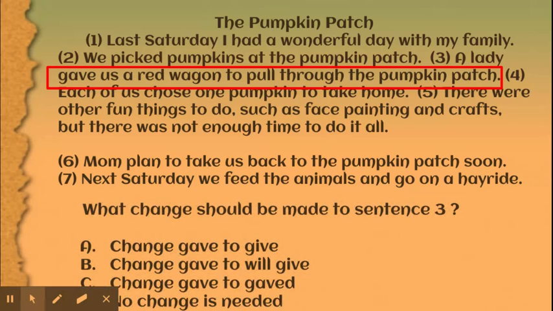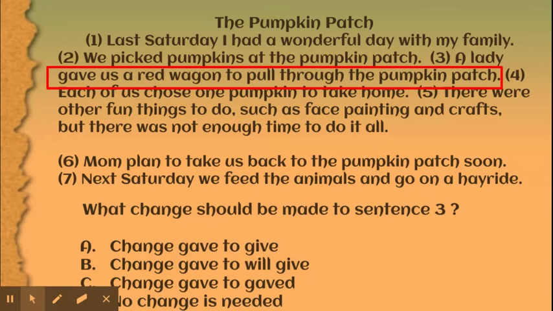So, what changes should be made to sentence number 3? A, change gave to give? B, change gave to will give? C, change gave to gaved, or D, no changes needed? You should have said D, no changes needed. The lady is singular, and this is happening in the past because it's last Saturday, so we leave it as gave. The lady gave us a red wagon.